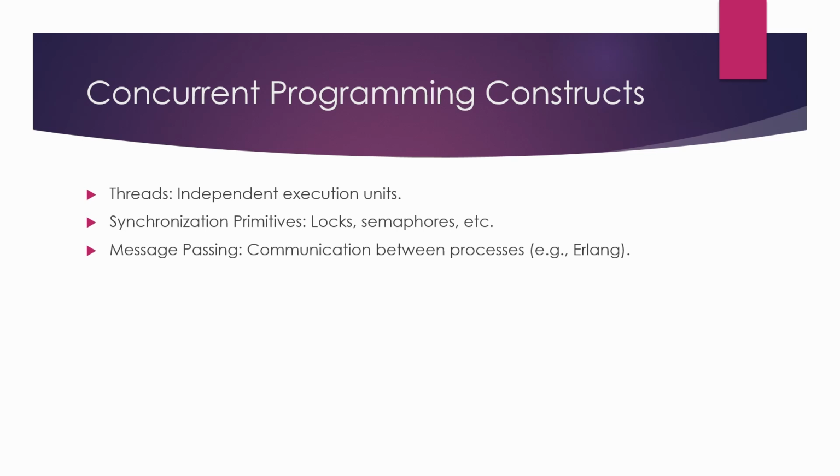Concurrent programming deals with multiple tasks running in parallel. Key constructs include threads, which are independent execution units, and synchronization primitives like locks and semaphores to manage concurrent access to shared resources. Message passing allows processes to communicate with each other, as seen in languages like Erlang.